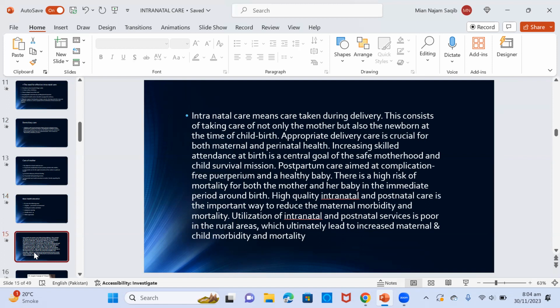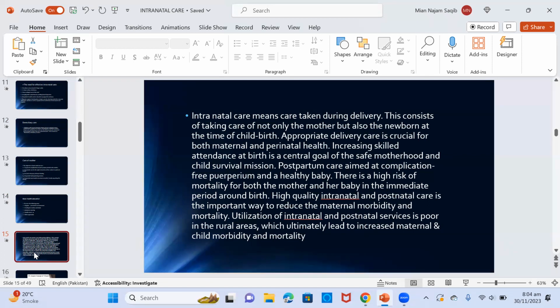and birth registration. Intranatal care essentially means taking care during delivery. This consists of taking care of not only the mother but also the newborn at the time of childbirth. Appropriate delivery care is crucial for both maternal and perinatal health.